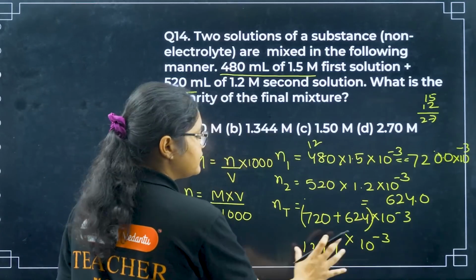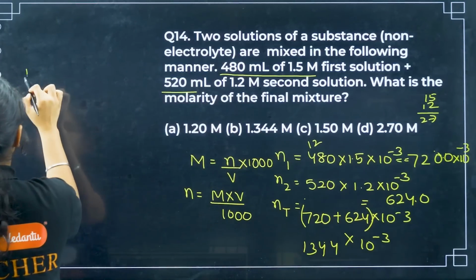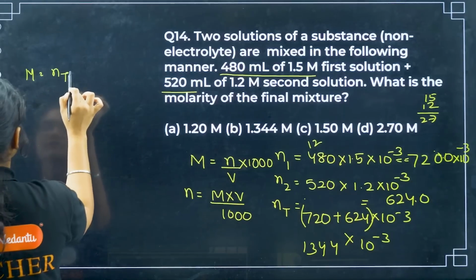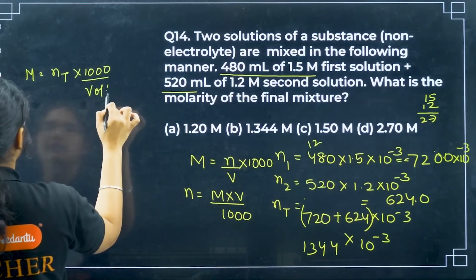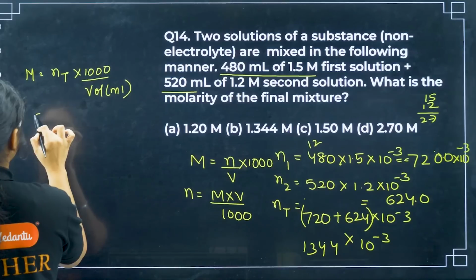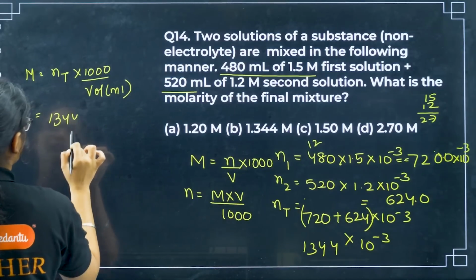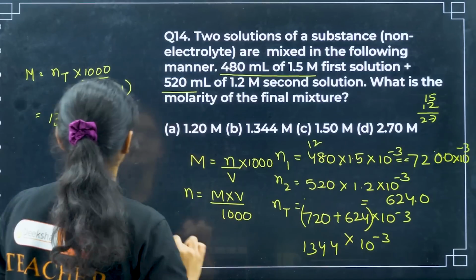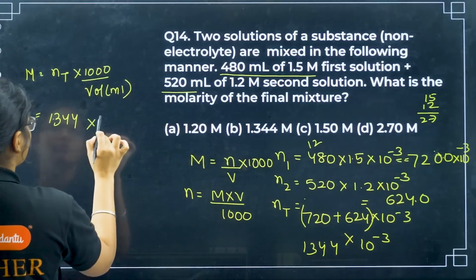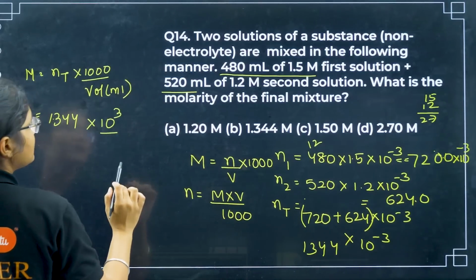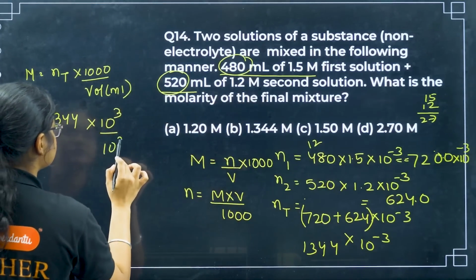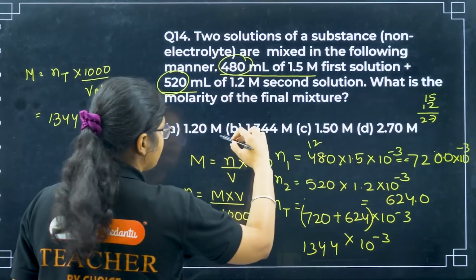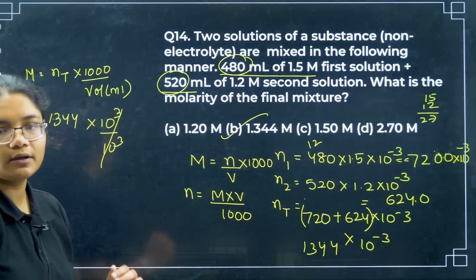So if I add this one, I will get how much? 1344. Okay, now this is the number of moles. Now what is molarity? Number of moles into 1000 by volume in ml, right? So n total I got 1344 into 10 to the power of minus 3, so 1.344 into 10 to the power of 3. Now what is the total volume? 480 plus 520, again it is also 1000, so it will get cancelled. 1.344, that is option number B.